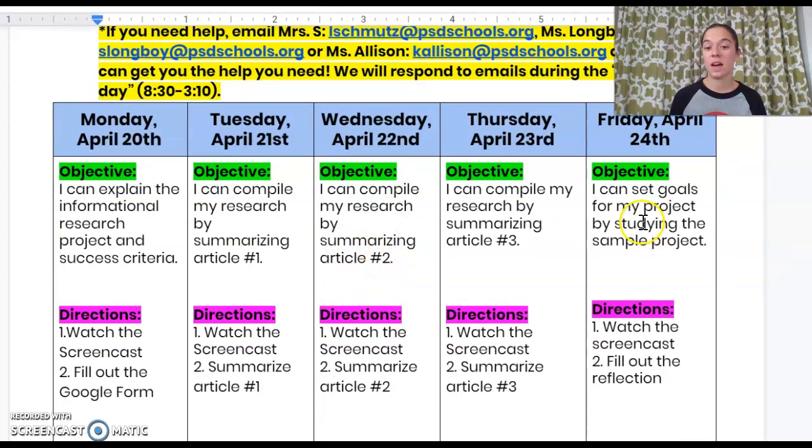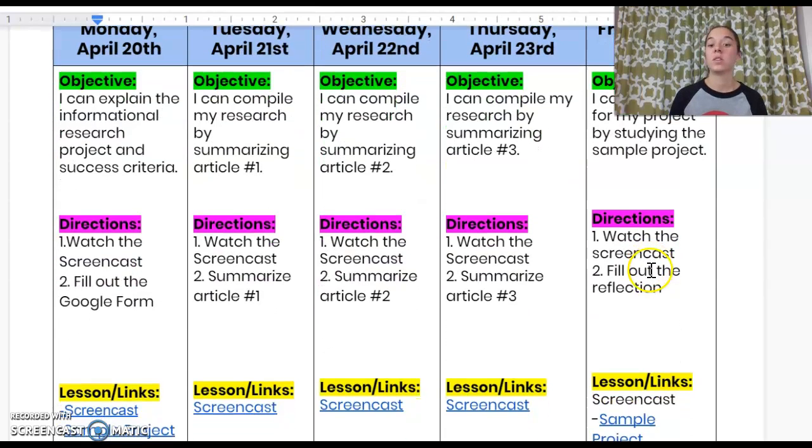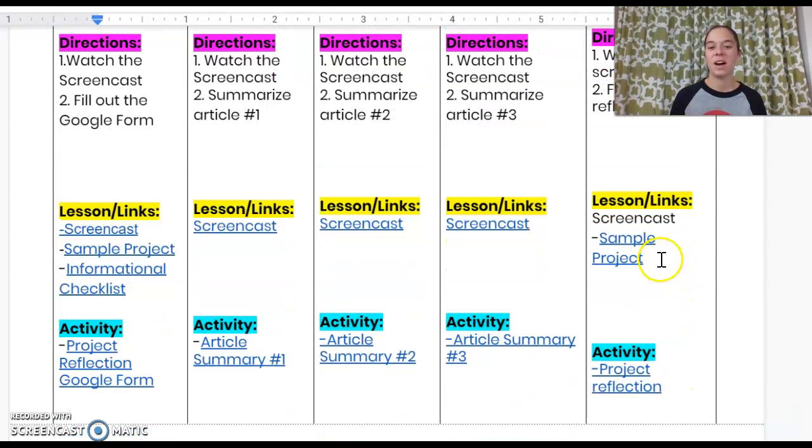Our objective is I can set goals for my project by studying the sample project. Next Monday we'll move into creating your slides, but we're going to take one more look at that sample project to make sure you understand what we're looking for, and you can move next week into your own project. Alright? So directions, number 1, watch a screencast. Good job! You are doing that right now. And then fill out the reflection. Alright? Awesome. So your sample project is linked here if you need it, right?